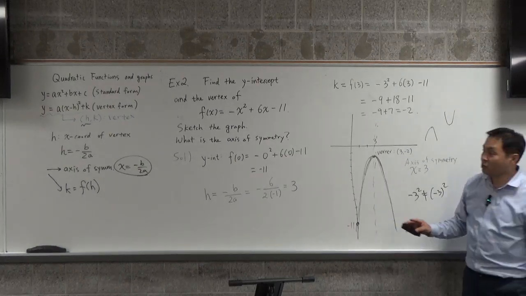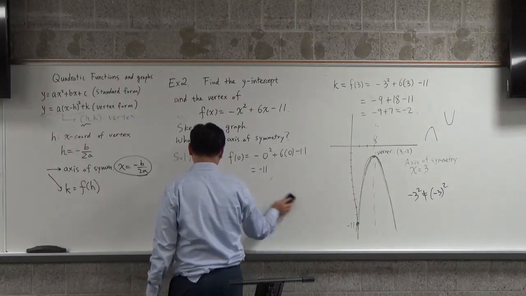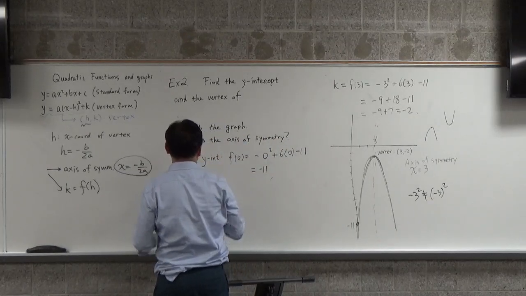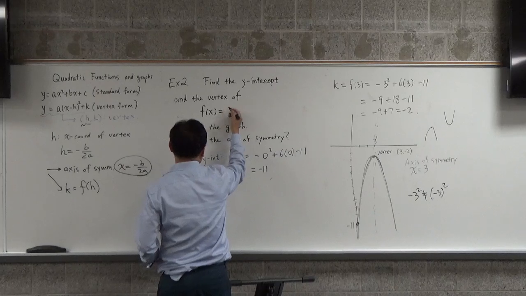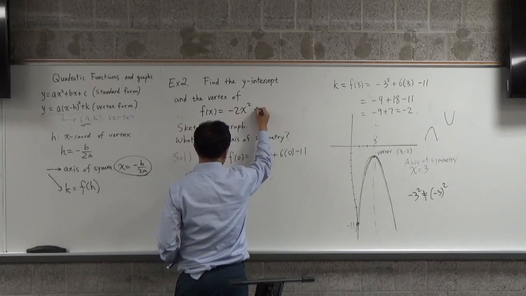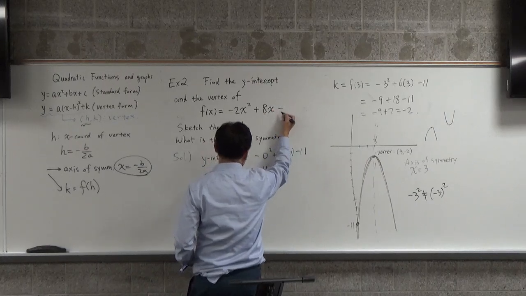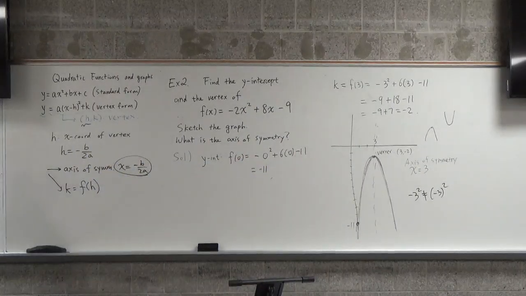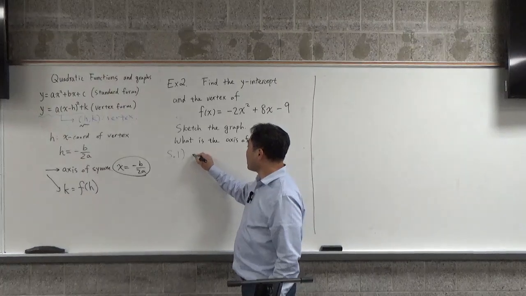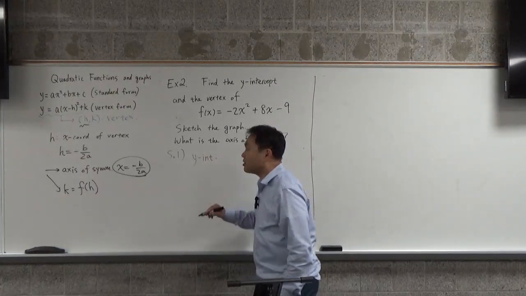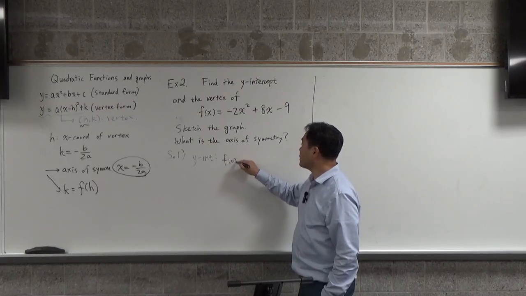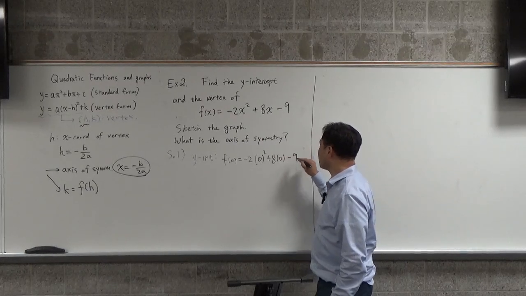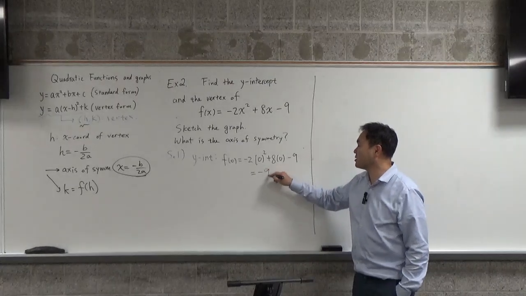Okay, so since I've shown you this one, hopefully you can do the next one by yourselves. Well, we'll do the exact same question, but this time it will be f of x equals negative 2x squared plus 8x minus 9. Try that. All right, first, y-intercept, you set x as 0. That gives you f of 0 equals negative 2 times 0 squared plus 8 times 0 minus 9, which is equal to negative 9. Okay.